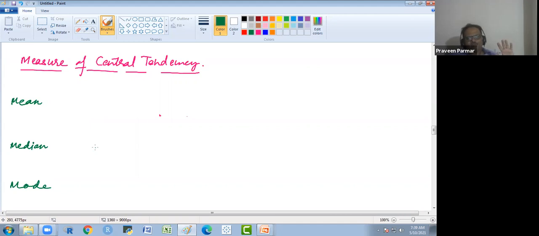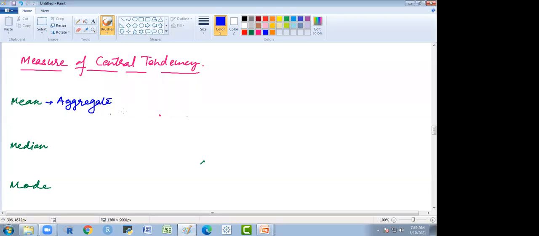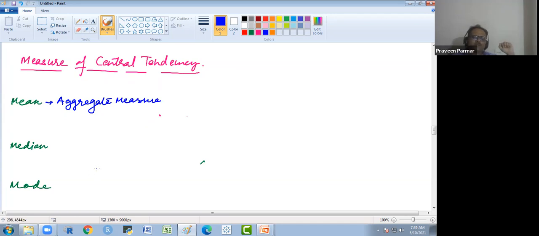We have different procedures by which we could measure the central tendency: the mean, median, and mode. So we will discuss these. The first one is the mean. The mean is an aggregate measure. We involve all the values when we find the mean or the average of any numbers. You add all the values and divide by the total number. So it is an aggregate measure.